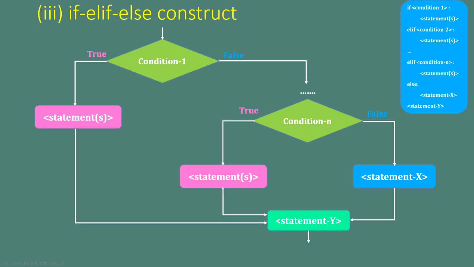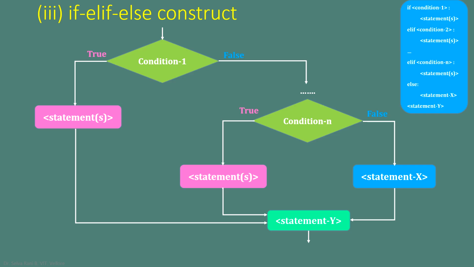Let's have a flow diagram to understand the concept of the if-elif-else construct in an easier manner. Initially, we have condition 1, and that condition will result in either true or false as Boolean values. If the condition is true, the set of statements associated with the if statement will be executed. And after executing the set of statements, the interpreter will transfer its control to statement Y, which follows the if construct. What happens if the condition is false?